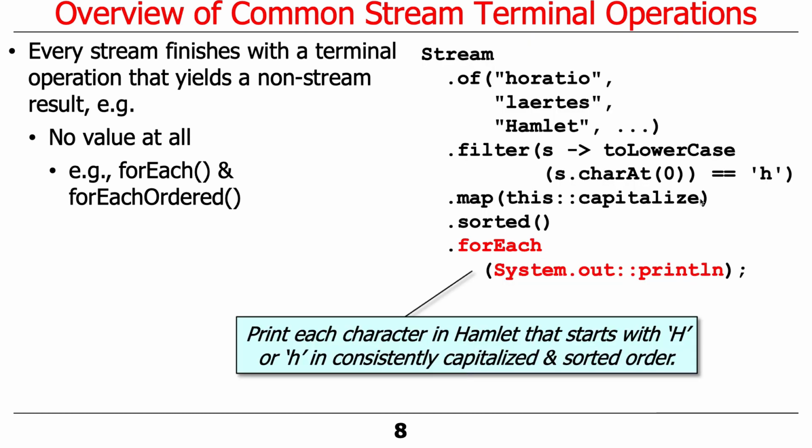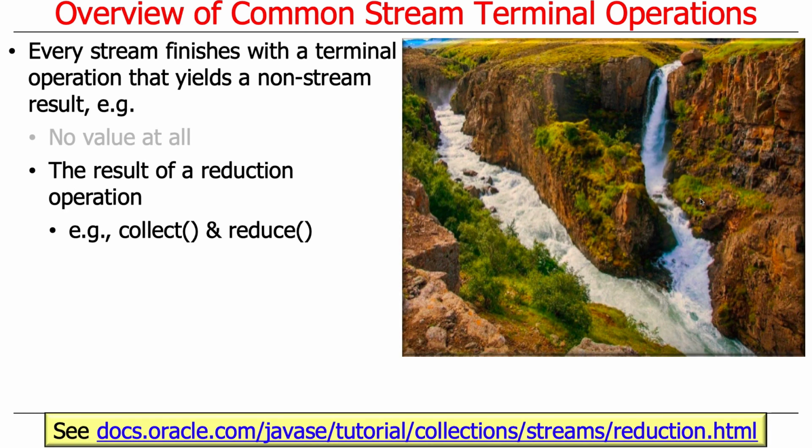Here's a very simple example, which you've seen before, where we're going to take a list of Hamlet characters, filter out anybody whose name doesn't start with uppercase or lowercase h. We're going to capitalize them consistently. We're going to sort them. And then for each element that has an h that's now consistently capitalized and sorted, we will print that thing out. So that's pretty straightforward. So that's obviously having the side effect of calling println.